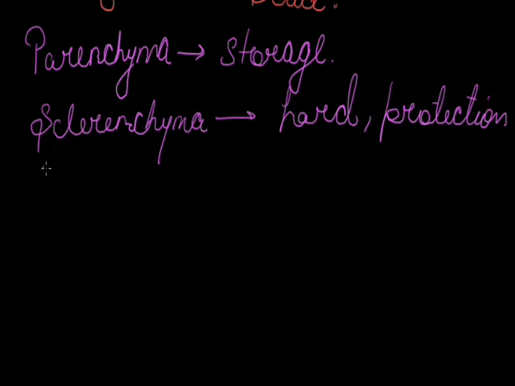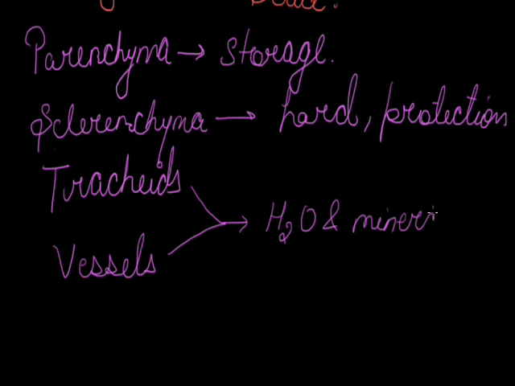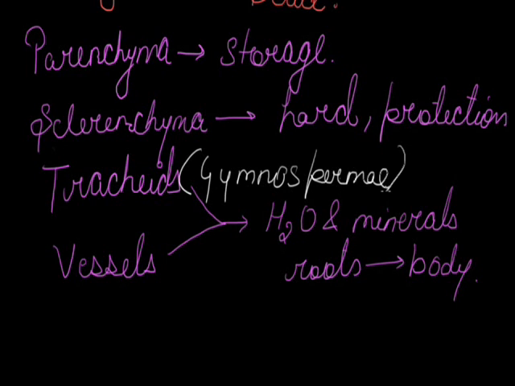Next are tracheids and vessels, where both are responsible for the transportation of water and minerals from roots to different parts of the plant body. Tracheids are mostly present in gymnosperms, and vessels are present in angiosperms.